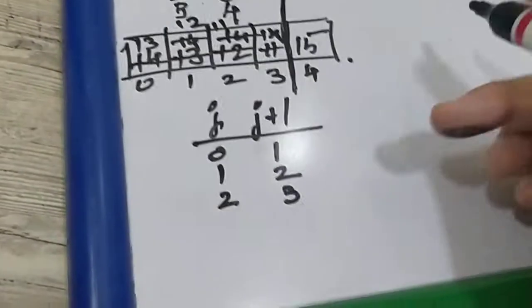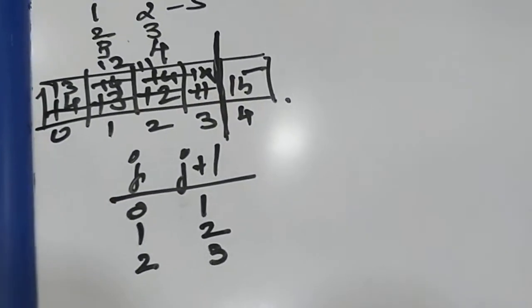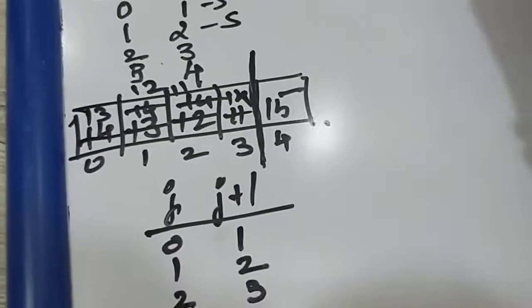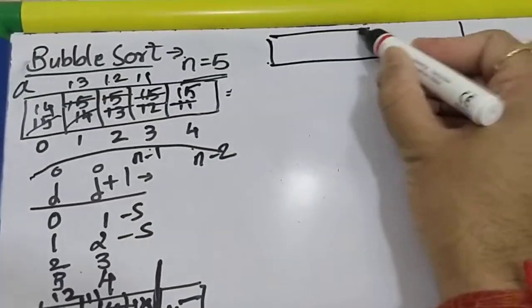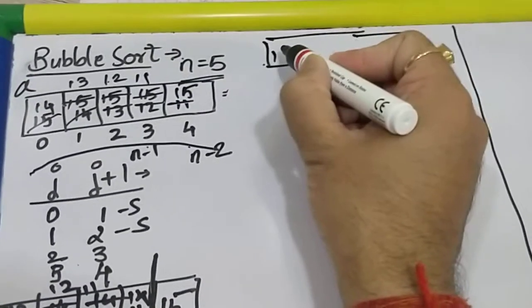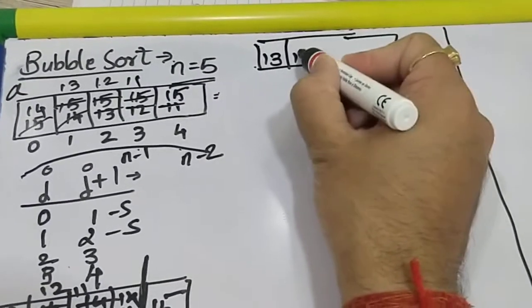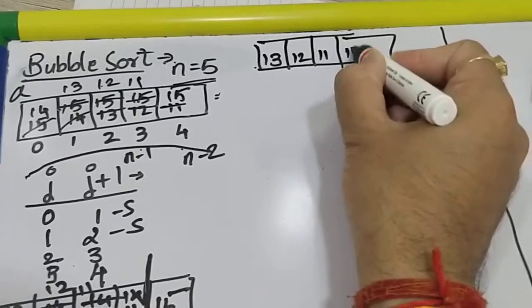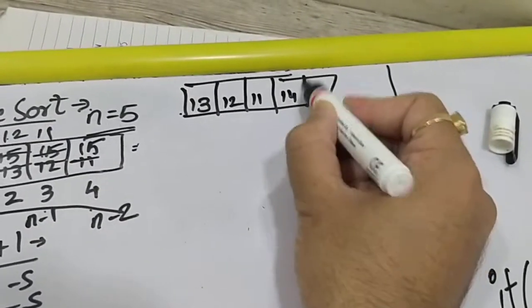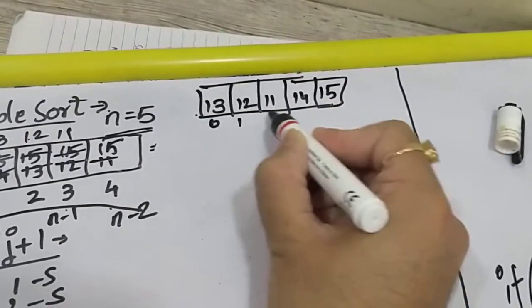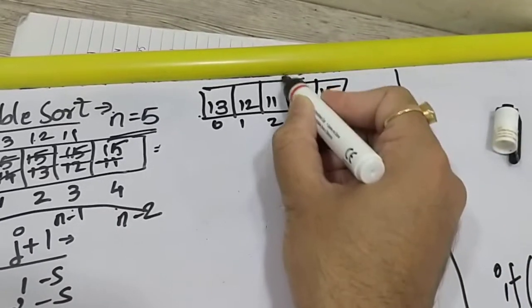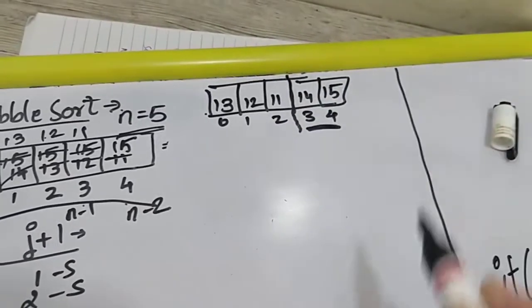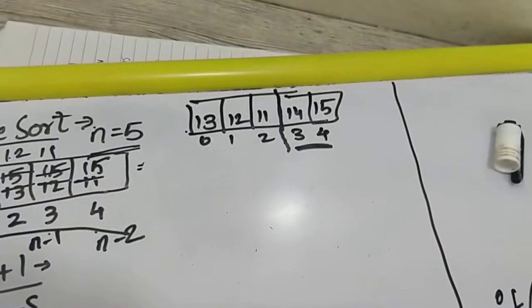At the end of my second iteration, my array elements will be 13, 12, 11, 14 and 15. So after the end of second iteration, my two last elements are at proper position.